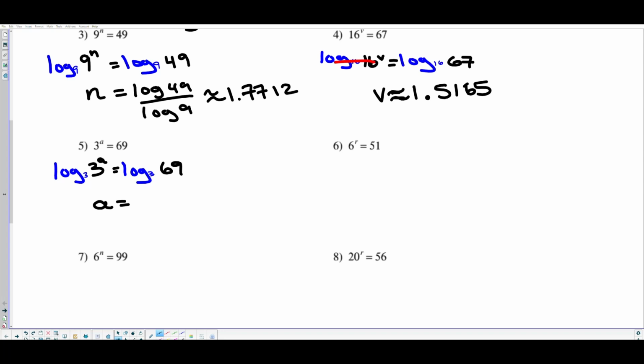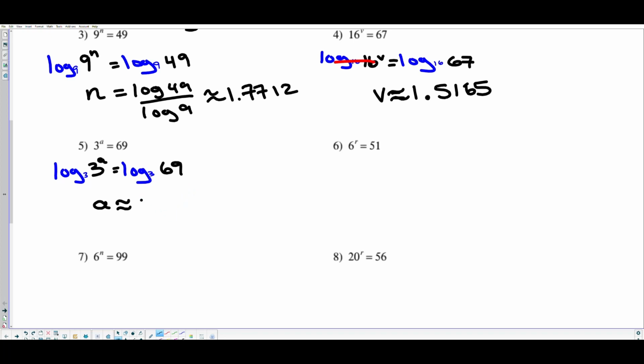Again, be consistent. If I use ln, just keep using ln. So ln of 69 divided by ln of 3. Don't use log. If I decide to use ln, I have to keep using ln. And you notice if I do the same thing, log of 69 divided by log of 3, I get the same answer. You can try on your own. I'm not going to do it here, but if you mix log and ln, natural logs, you will get weird, incorrect answers.